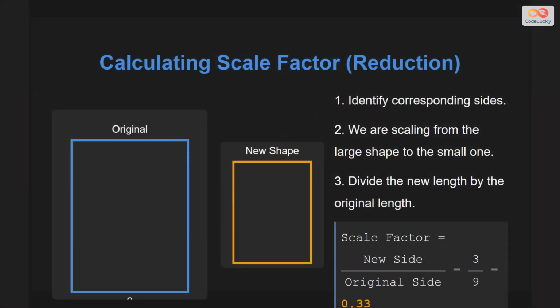Now let's consider a reduction. The original shape has a side of length 9, and we are scaling it down to a new shape with a corresponding side of length 3. We still use the same formula. We divide the new length, which is 3, by the original length, which is 9. This gives us a scale factor of about 0.33.